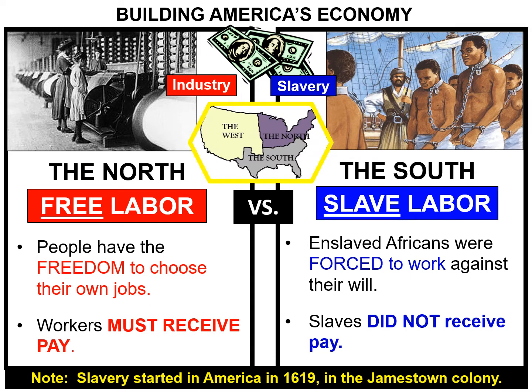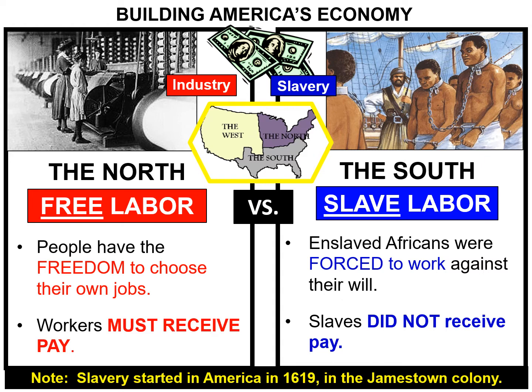Building America's economy. Well, we know that America has different ways to make money. The people work, but there's different ways to make money. In the North, the system that was used was called free labor. Now, don't get it twisted. Free labor does not mean you're working for free. Free labor means that people have the freedom to choose their own type of jobs. And if you work, you got to be paid. That's called free labor. And it was mostly used in the North and it was also used in the West.